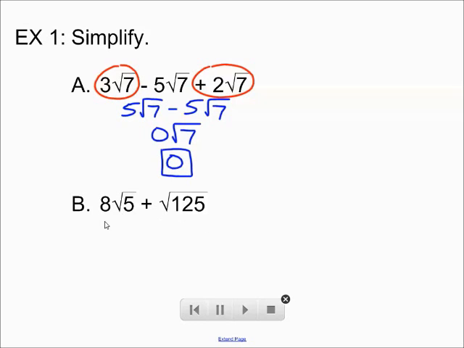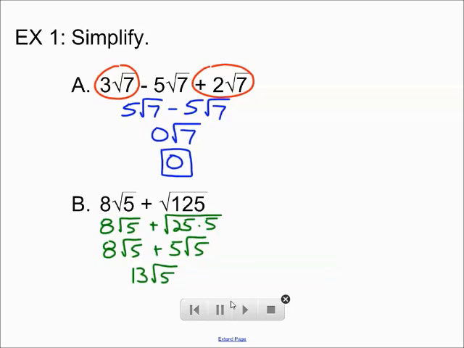Now in the second one here, we do not have like radicals, so we can't combine these. However, the square root of 125 can be simplified. We learned how to do this in chapter 9. Square root of 125 is like the square root of 25 times 5, 25 being a perfect square. So in other words, the square root of 125 can be rewritten as 5 times the square root of 5. Now we do have like radicals, and we can add them together. So this is 13 times the square root of 5. Okay, so they weren't like radicals to begin with, but after I simplified, they were.